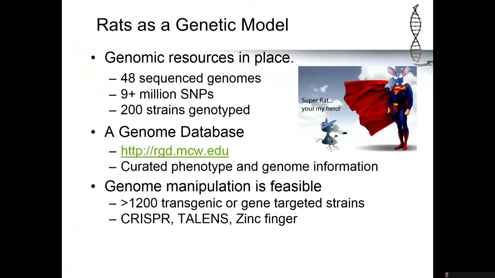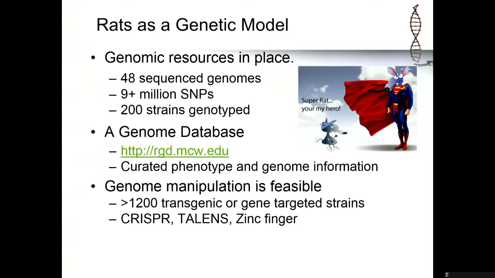There are a lot of genome resources in place for the rat. There are over 48 sequenced genomes of different inbred strains. About 200 strains have been genotyped with a high-density SNP array. There's a dedicated genome database for the rat where they do a really nice job of curating not only the gene information, but also the phenotype information. They also annotate data from the Comparative Toxicogenomics Database as well. So they try to link, really heavily, disease and phenotype to the genome. And that's really what the focus of using the rat for genetic studies has been on.